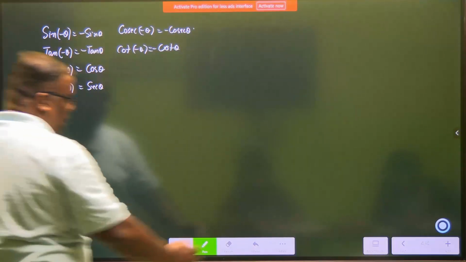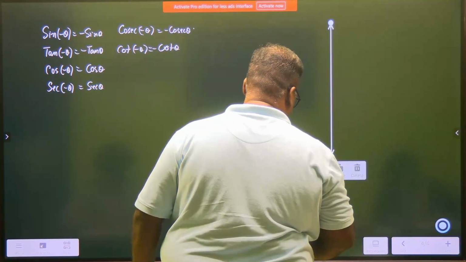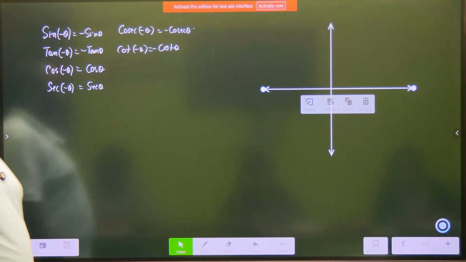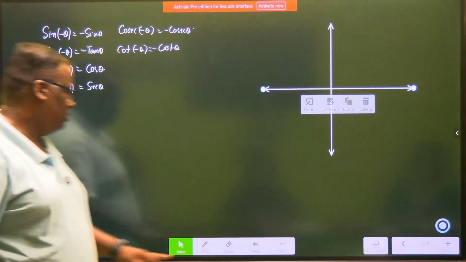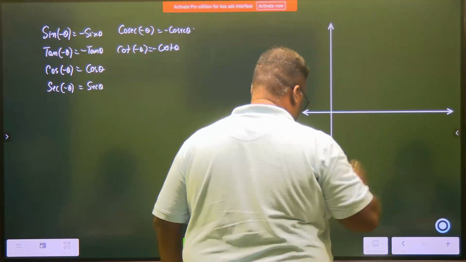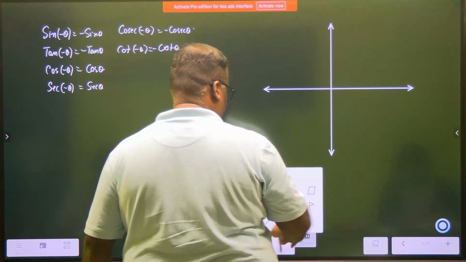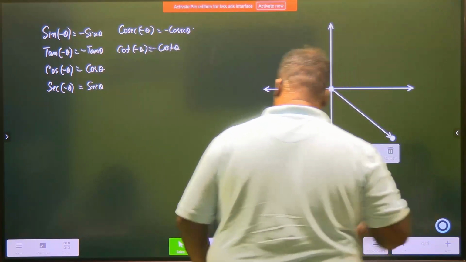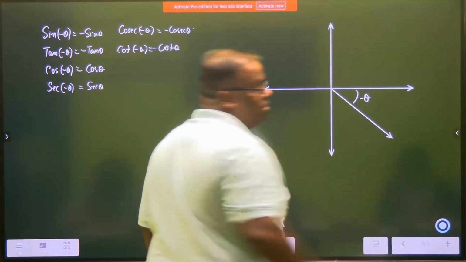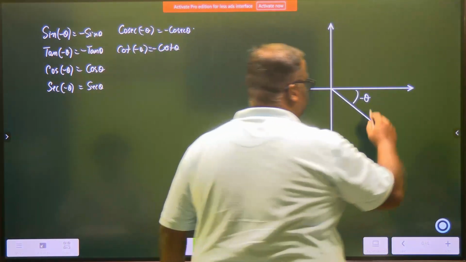You need not break your head on this one also. See, if you anytime have a problem in any exam and you got stuck, understood? So let's take a negative theta out here. This is negative theta. Theta measured on this side would be negative theta. Now this is negative theta. Agreed?